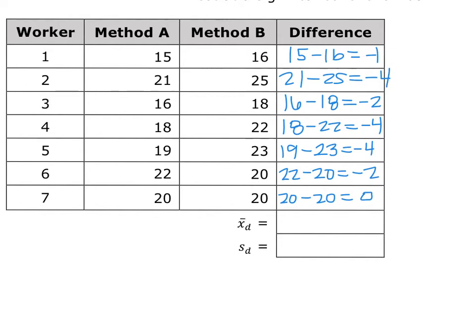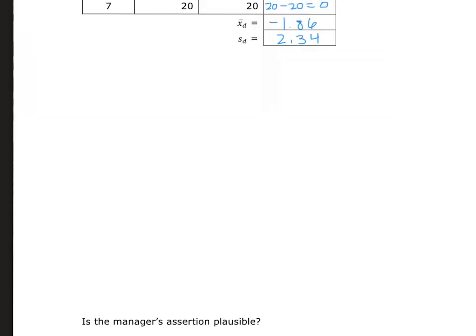The next step is to find the mean of those differences. So if I cheat and do that for us, we get negative 1.86, and we want to find the standard deviation of those values. So again, cheating, I'm going to plug that in, we get 2.34. So now we're going to go through the steps of hypothesis testing.